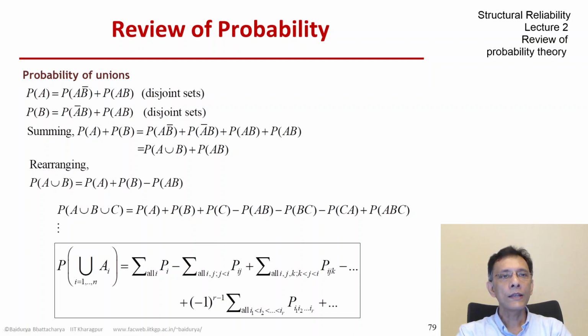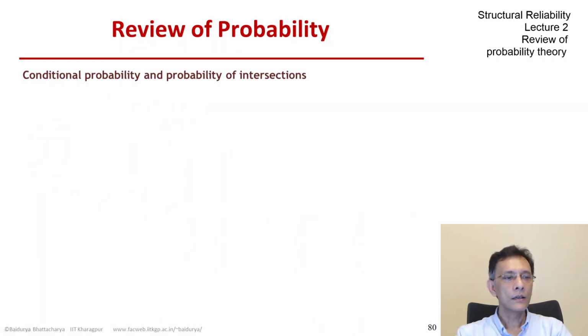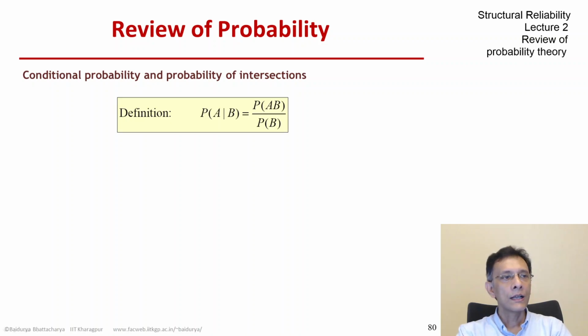Now, is there a way to express the intersection probabilities in some convenient manner? For that, let us define the conditional probability. In some sense, the conditional probability is restricting the sample space. So what is the probability of A given that B has occurred? It's defined as the ratio of P of A intersection B and P of B.